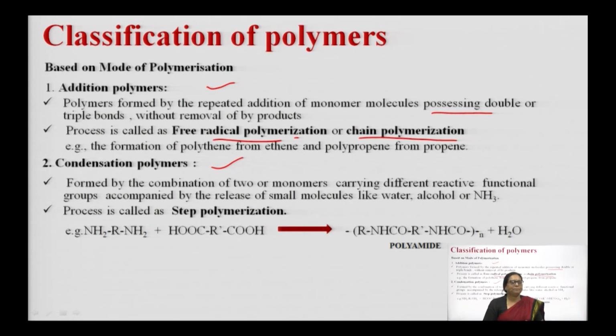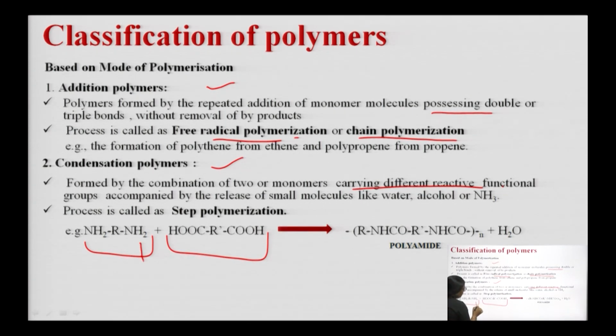Olefinic monomers are there. In condensation polymerization, there is a condensation reaction involved, where two different types of monomers condense together, carrying two different reactive functional groups. It is also called step polymerization. You can see here in this reaction how a monomer with two amino groups is reacting with a monomer with two carboxylic groups, such that one hydrogen of the amino group and OH of the carboxylic group are eliminated and liberated as water, and a polyamide is being formed.